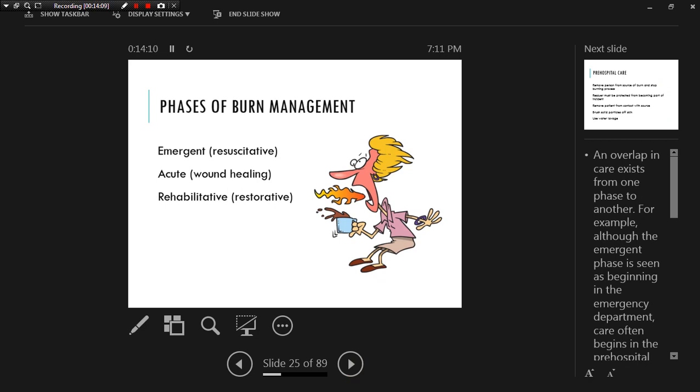So the phases of burn management can be broken down into emergent, which from a critical care standpoint you need to focus on, acute, and the rehab or the restorative phase.